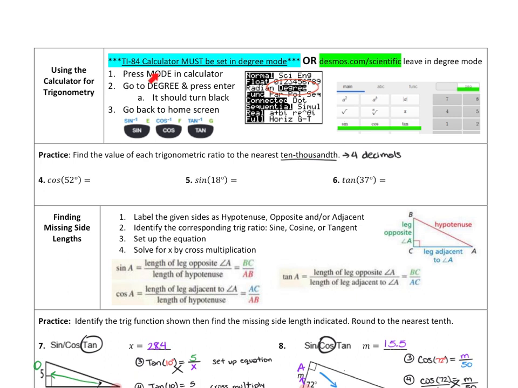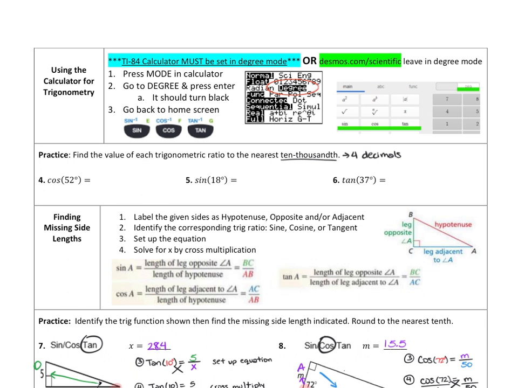You press mode. You're going to scroll down to where it's highlighted the word radian, and you're going to select degree and press enter. When you do that, it should look like this that we've printed on your notes, because it needs to have degree highlighted. After you've highlighted degree, you can go back to the home screen by pressing second mode, which is the word quit. So then it just goes back to the regular screen.